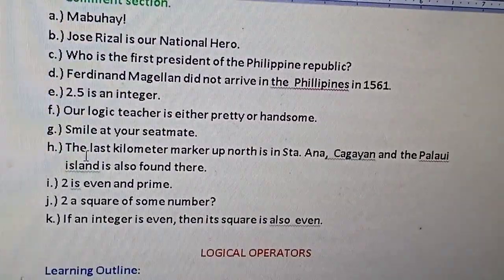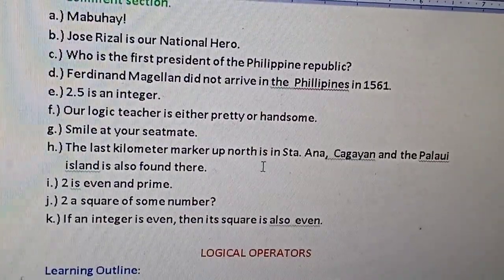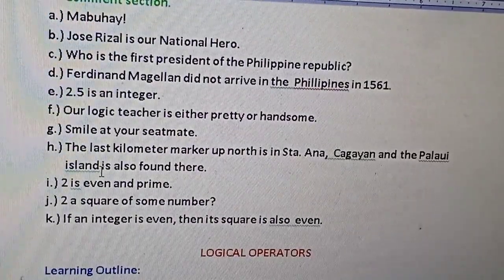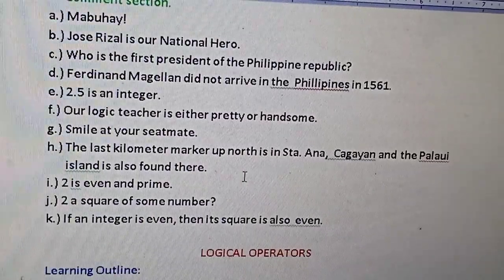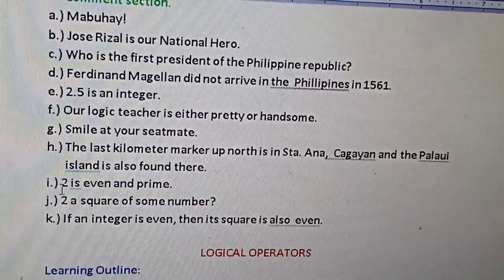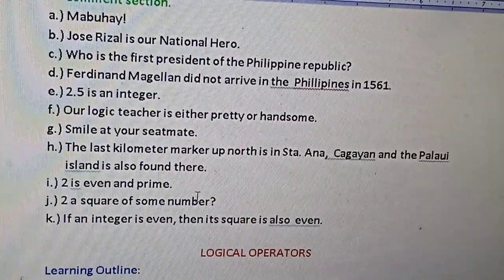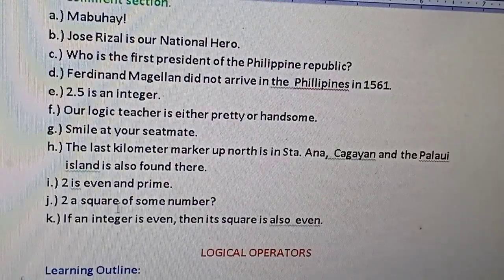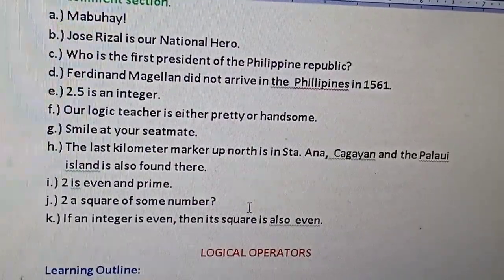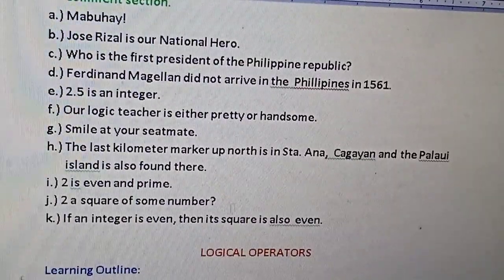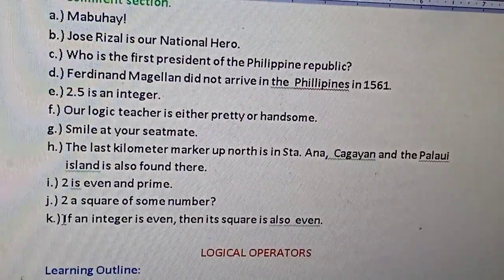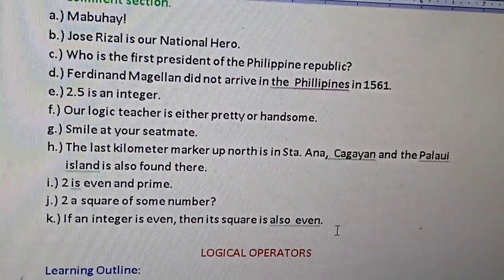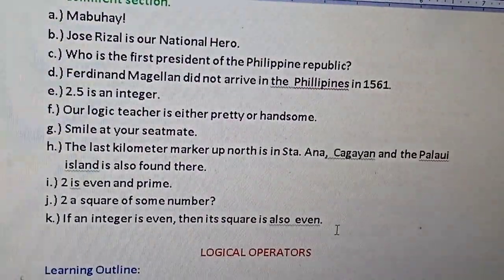Letter H, the last kilometer marker up north is in Santa Ana, Cagayan, and the Palaui Island is also found there. I, 2 is an even and prime. J, 2 is a square of some number. K, if an integer is even, then its square is also even. So we are up here.